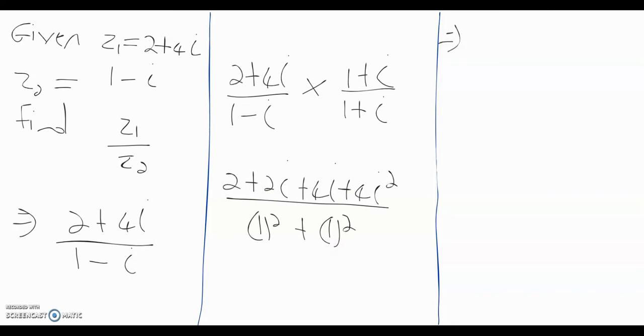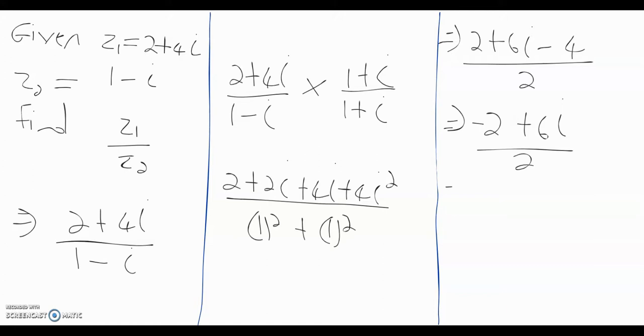All right, so this becomes 2. 2i plus 4i will give me 6i. And then we have 4i squared. i squared is negative 1, so it becomes a minus 4, all over 1 squared plus 1 squared, which is 2. This now becomes 2 minus 4, which is negative 2 plus 6i all over 2. And of course, we're going to have to separate this. So 2 into minus 2, that's a negative 1, and 2 into 6, that's 3. So we have negative 1 plus 3i.